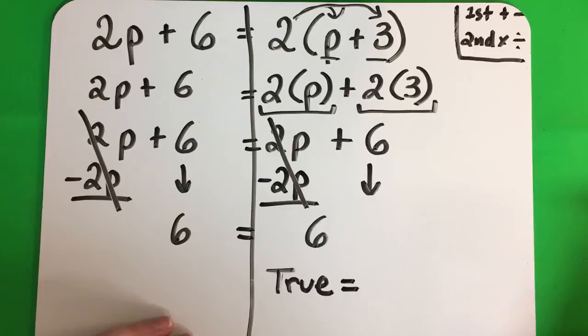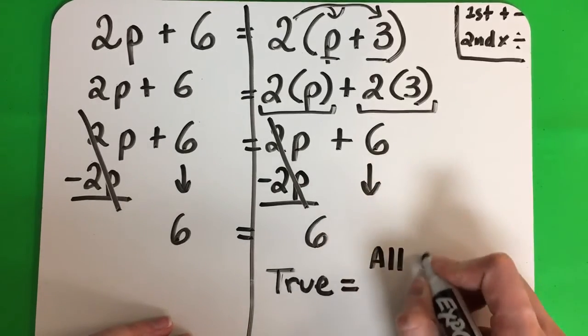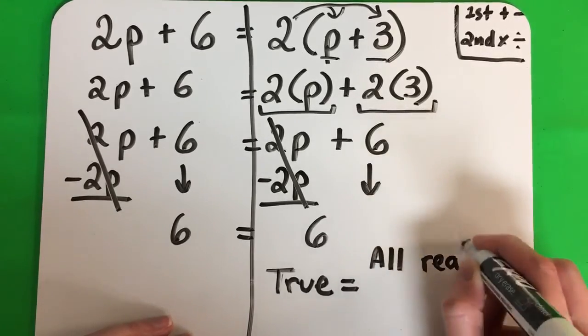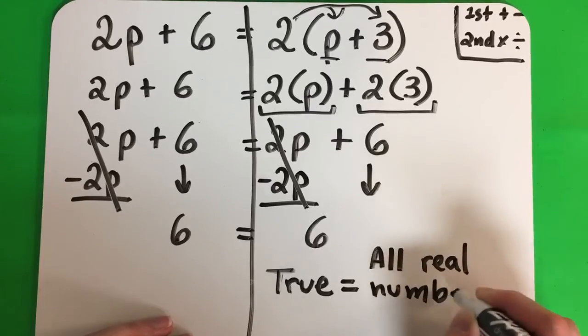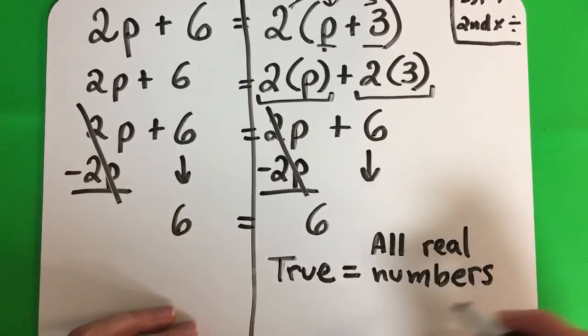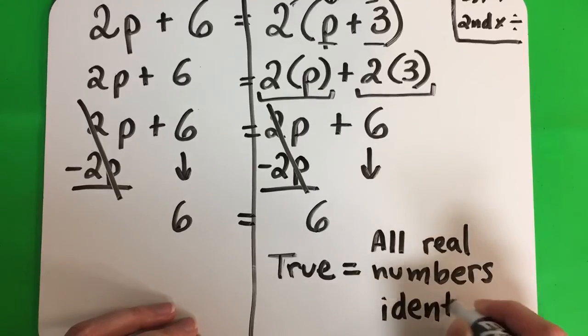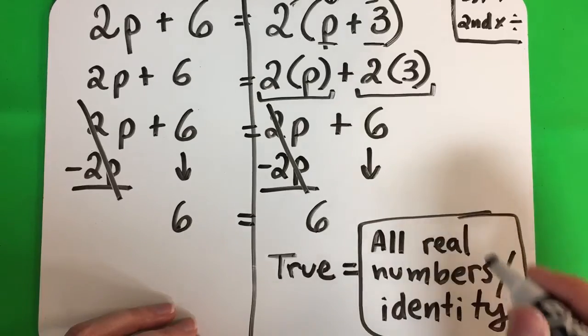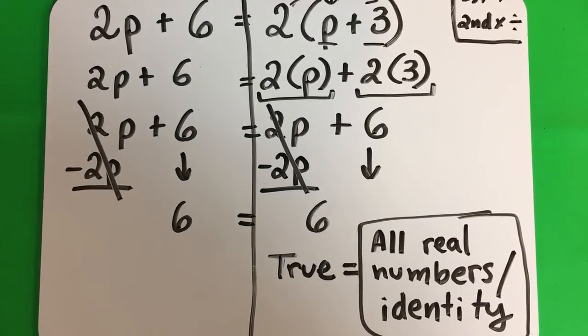If it's true, your answer is all real numbers or identity. I will accept both answers. It's two answers. All real numbers, todos los números. All the numbers are the answers. Todos los números son verdades. Okay? So this is your answer if it's true. Remember, false is no solution. True is all real numbers or identity.